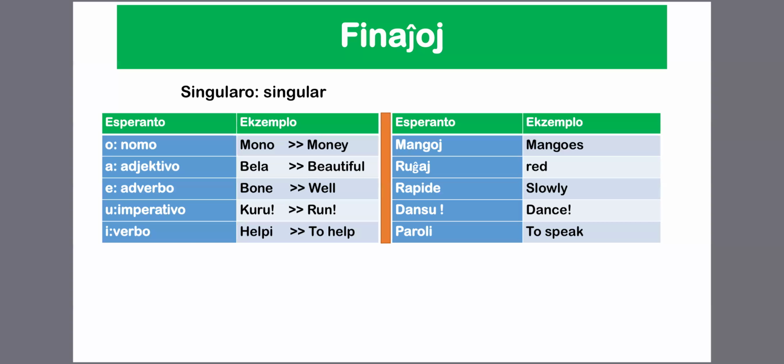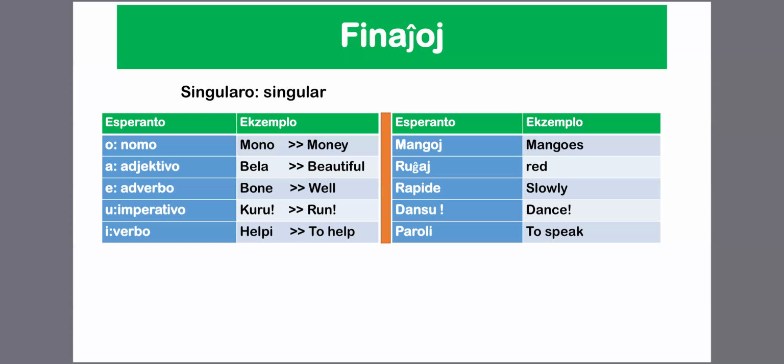Mono, it's money, but you see mono finishes by o. And adjectives finish by a. Adjectivo. Toutes les adjectifs se terminent par a. Les noms se terminent par o. Les adverbes se terminent par e. Les impératifs ou avec les verbes qui se terminent par i.